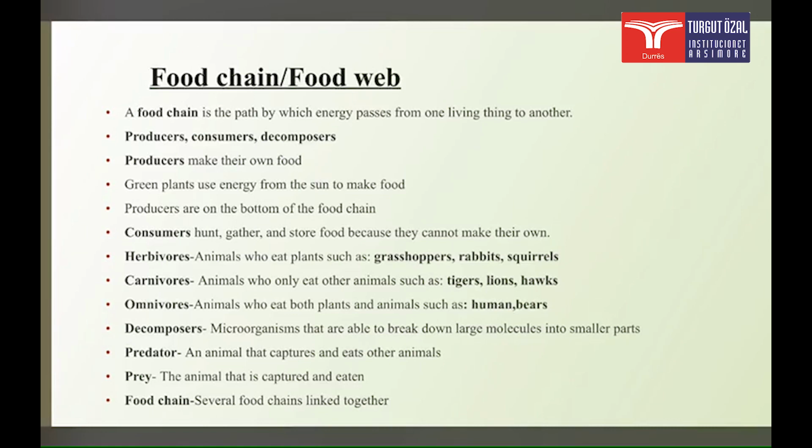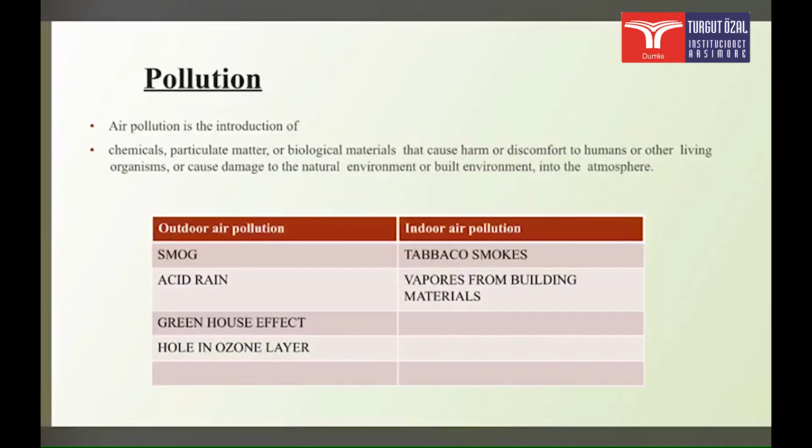What about predators and prey? A predator is an animal that captures and eats other animals, while prey is the animal that is captured and eaten. What about food web? What is food web? Food web is several food chains linked together.